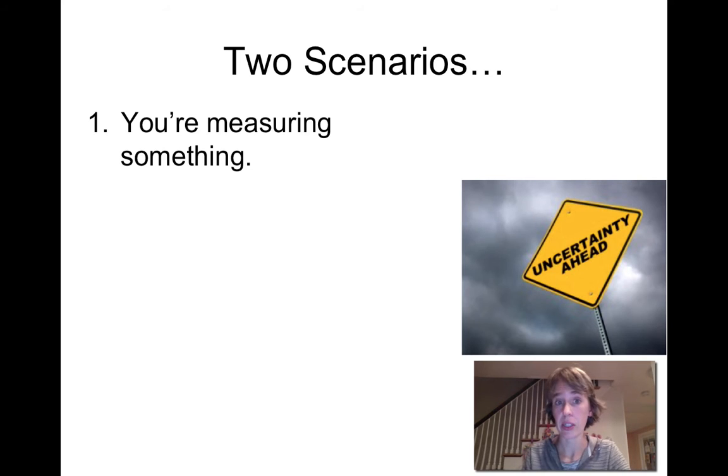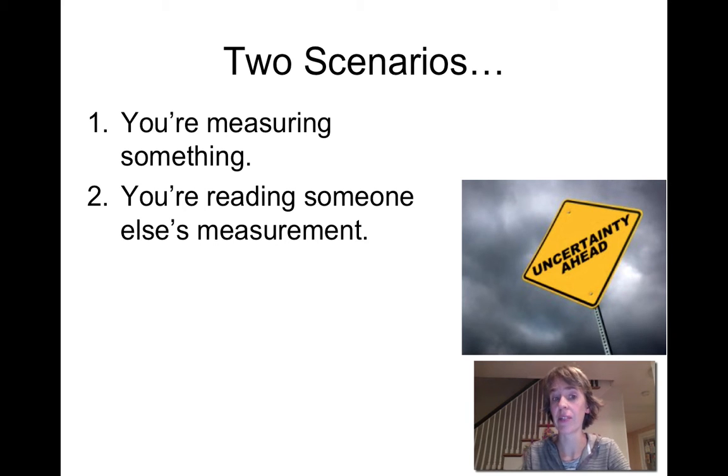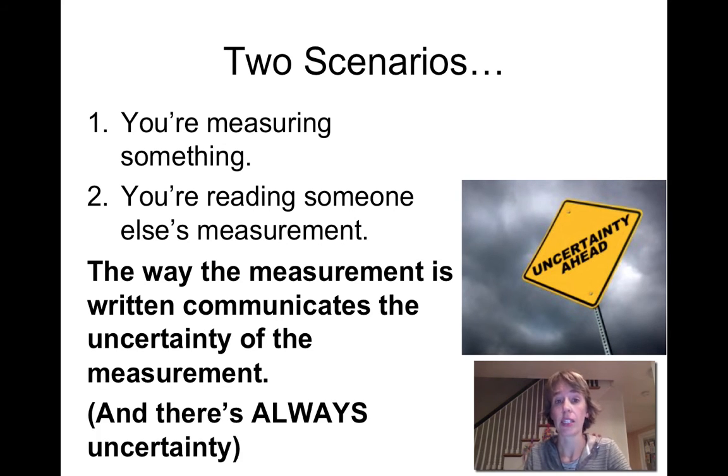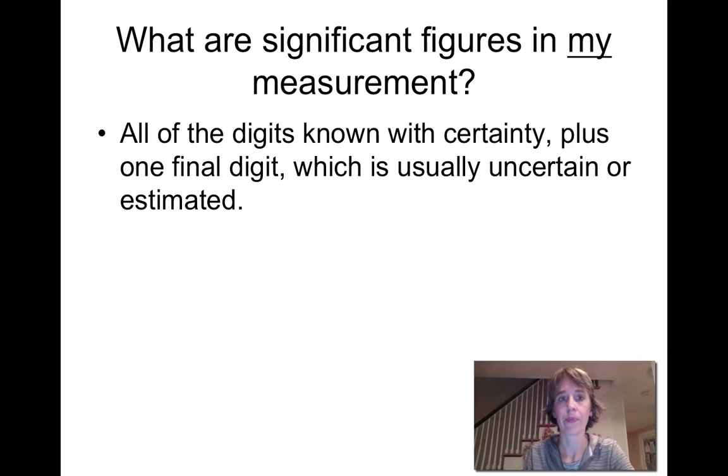And really, significant figures are a way we communicate accuracy. So let's imagine two scenarios. The first is that you're measuring something. Happens all the time in chemistry. How do you write it down? And then the second is you're reading someone else's measurement. And I say this is a communication strategy because the way we write down the measurement communicates the uncertainty of the measurement. And as you'll learn, there's always uncertainty in any measurement you ever take.